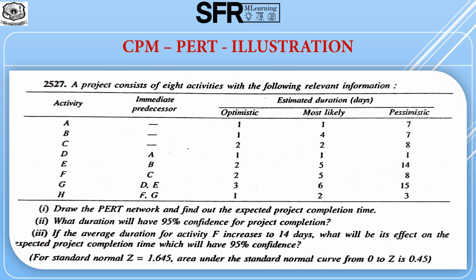Next, what duration will have 95% confidence for project completion? Finally, if the average duration for activity F increases to 14 days, what will be its effect on the expected project completion time, which will have 95% confidence? Let us see the solution.